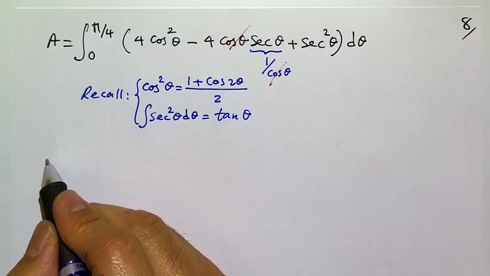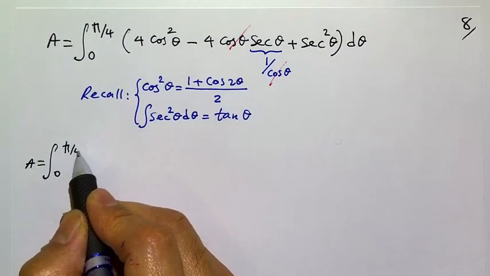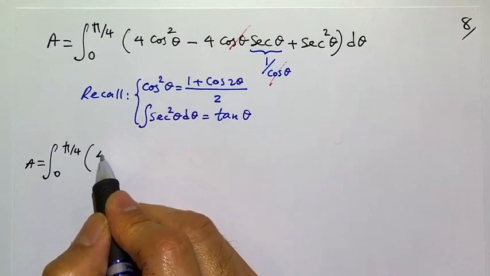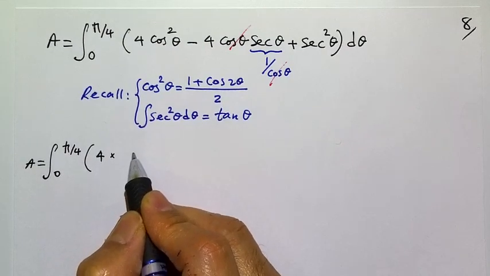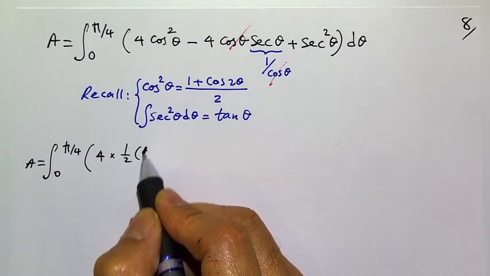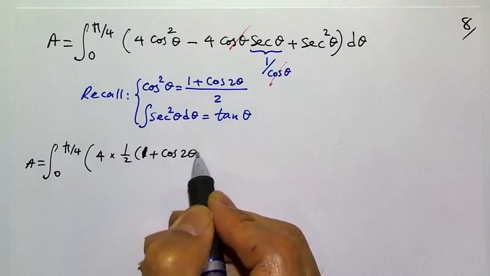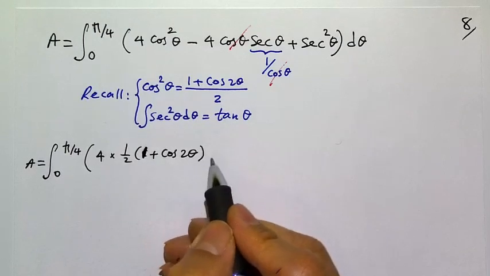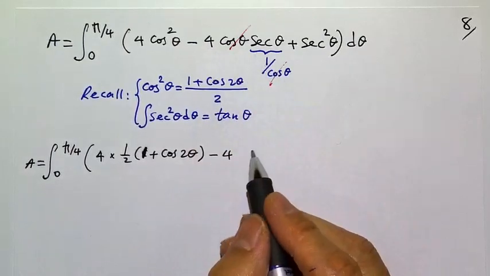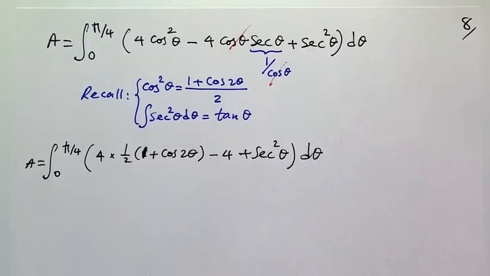Okay, so we have the area equals the integral from 0 to pi over 4, and then we have 4 times, so 4 times 1/2 times 1 plus cosine of 2 theta, like that. And then minus 4, of course, which is that result, plus secant squared theta d theta.